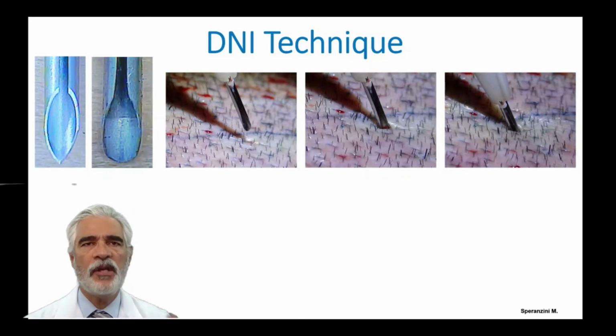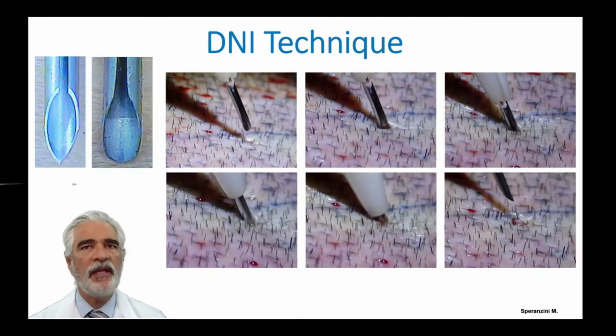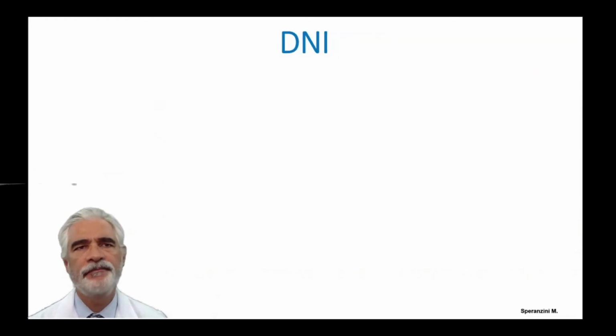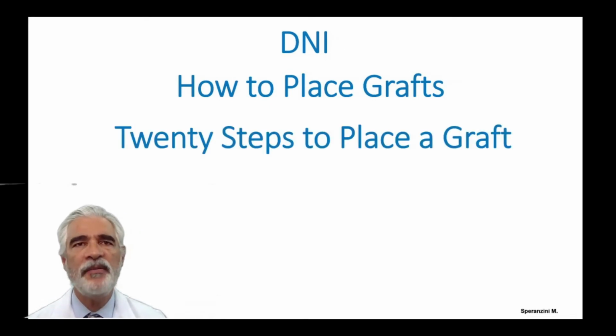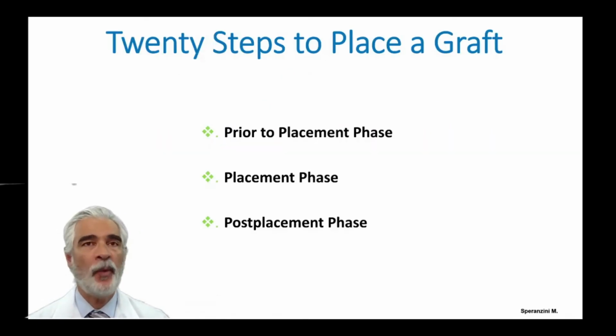All the advantages of this technique can be applied only if you fully understand all the steps necessary to place the grafts. For this, we described the 20 steps necessary for an efficient and fast placement. We divided the 20 steps in 3 different phases. First, prior to the placement, second, the placement itself, and third, the post-placement phase. There are 17 steps in the first phase, 3 steps in the second, and 1 step in the last phase.